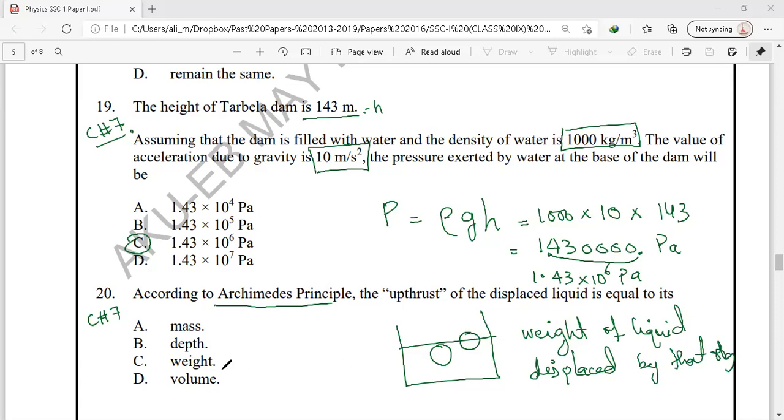So the correct option for this question is option C, that is weight. Whenever we insert or immerse an object in a liquid, it will displace a certain amount of liquid equal to the volume of that object. The weight of the liquid displaced is equal to the amount of force applied on that object, and this force is known as upthrust force.